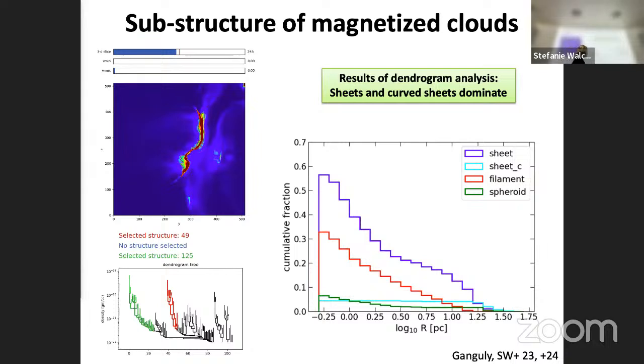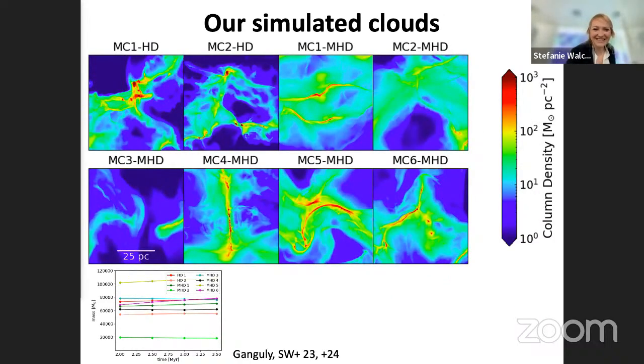And you can see that there are actually a lot of sheets. So our clouds are very sheet-like. This actually does not depend on whether we have magnetic fields or not. It's always the case. And then if you go to a little bit smaller scales, there are also filaments showing up. But spheroids really only show up at the smallest scales. There are a little bit more, but clouds are not spherical. That's the takeaway message.